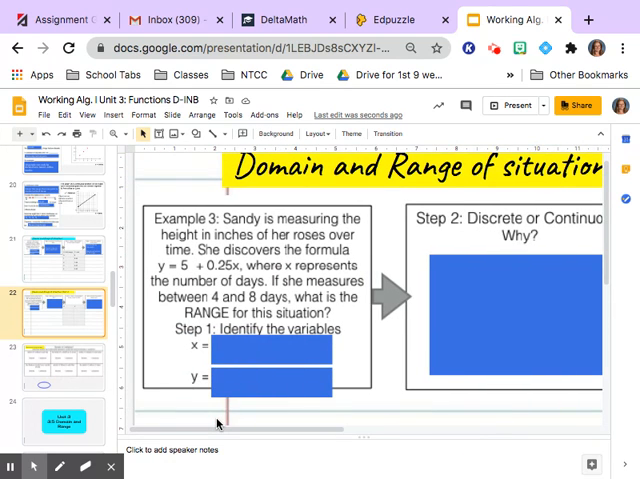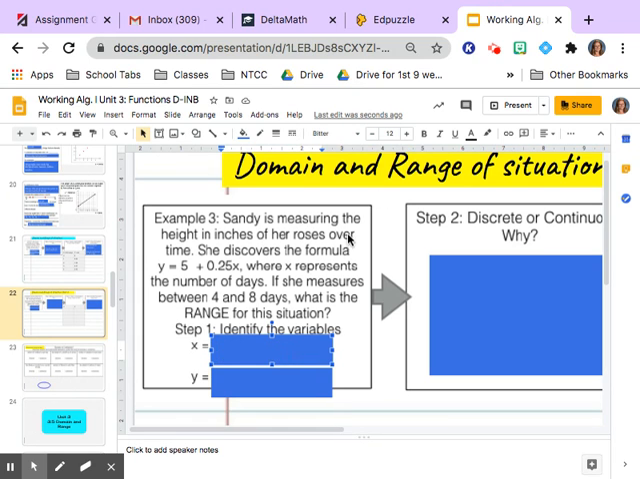Example 3, which is really example 2. Sandy is measuring the height in inches of her roses over time. She discovers the formula 5 plus 0.25x, where x represents the number of days. If she measures between 4 and 8 days, what is the range for the situation? Identify the variables.